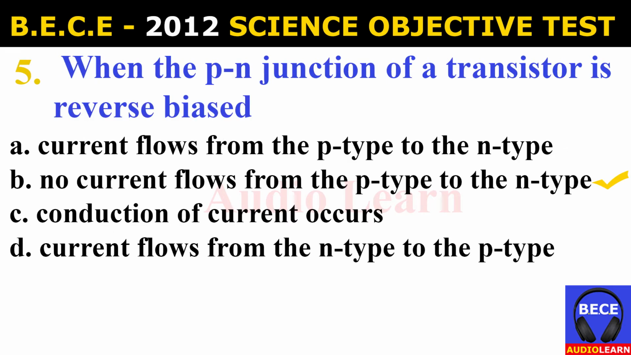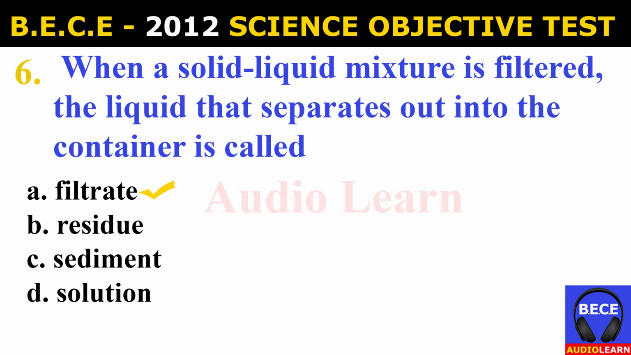Number 5. When the P-N junction of a transistor is reverse biased, A, current flows from the P type to the N type, B, no current flows from the P type to the N type, C, conduction of current occurs, D, current flows from the N type to the P type. And the answer is B, no current flows from the P type to the N type. When the P-N junction of a transistor is reverse biased, no current flows from the P type to the N type.